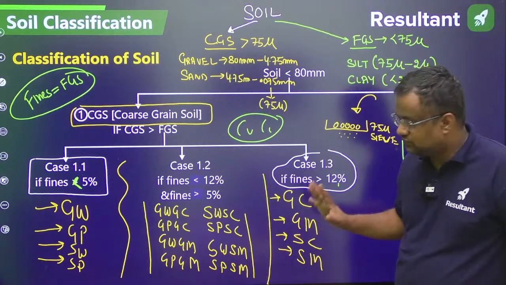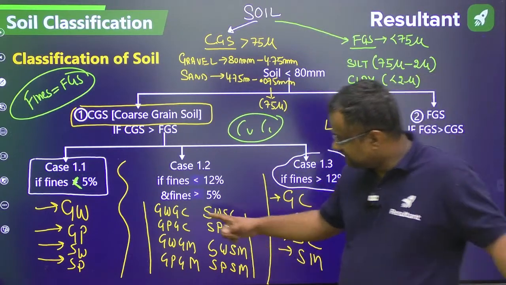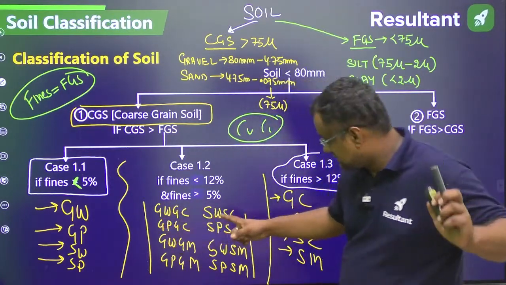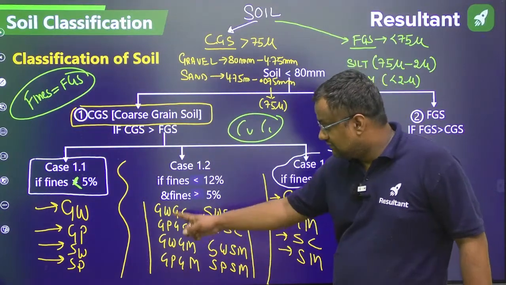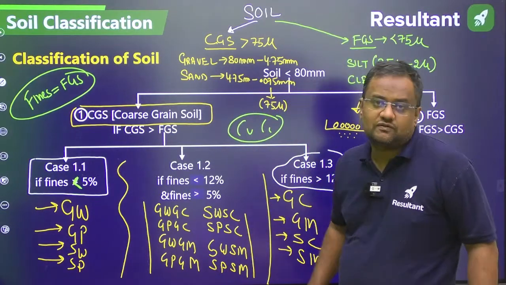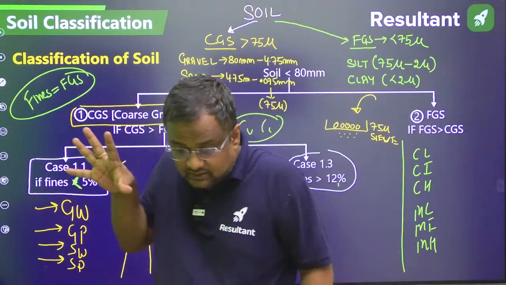How to identify, I told you. Here it will be like this: if gravel is more than sand, the first letter is G and the third letter is G. If sand is more than the gravel, the first letter is S and the third letter is S. W and P are on the basis of CU and CC values, and C and M on the basis of the plasticity chart. Now, why are these names there, guys?